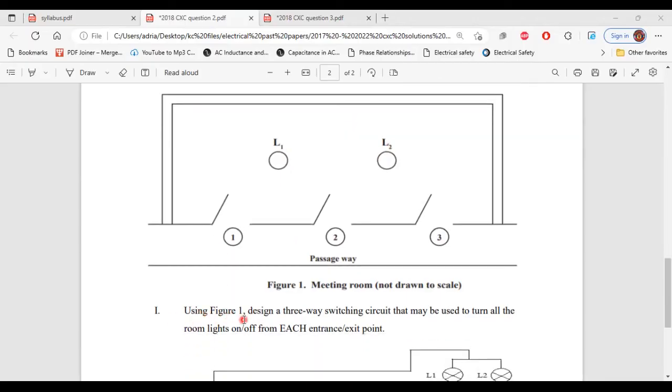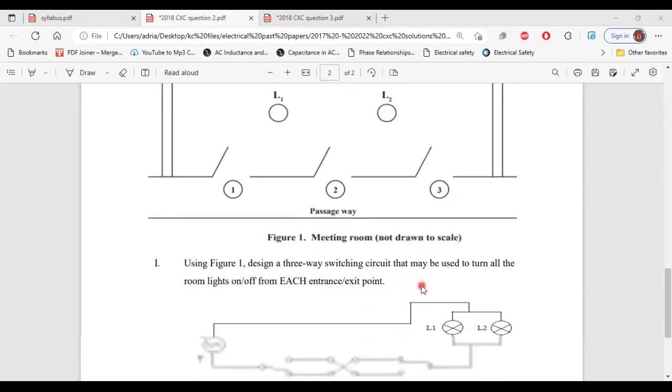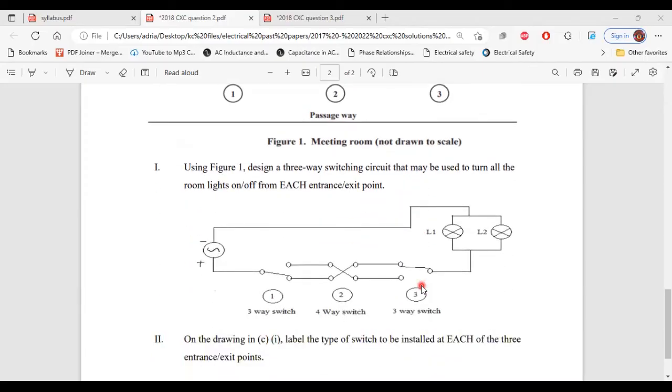it says using figure one, design a three-way switching circuit that may be used to turn all the room lights on or off from each entrance exit point. All right. So here we have the schematic diagram. So we have two lamps being controlled from three positions. All right. So here are the two lamps, L1 and L2, and here are the three switches, S1, S2, and S3. So that's it for part one.